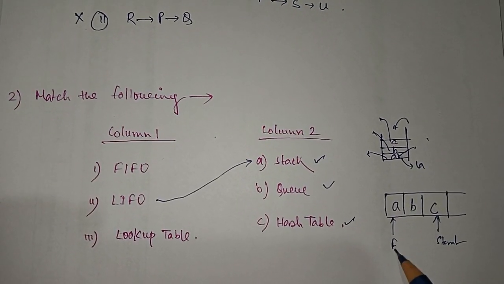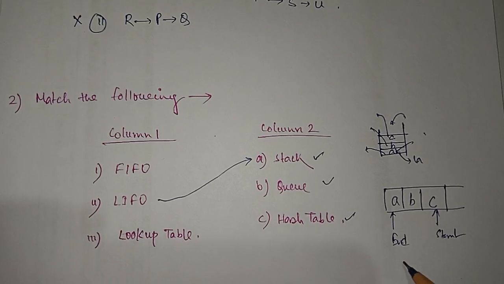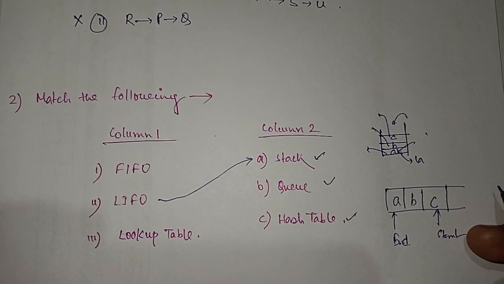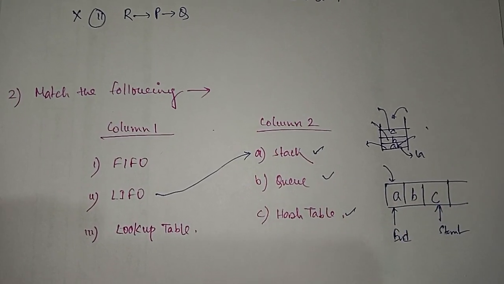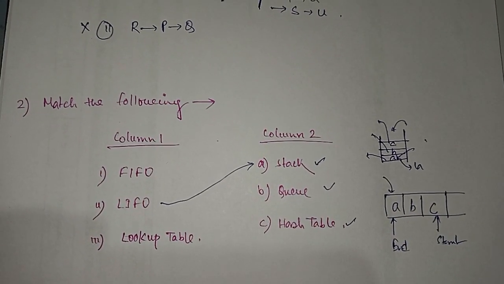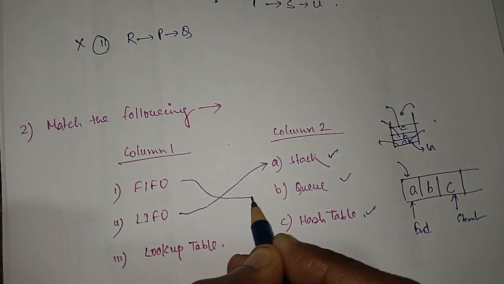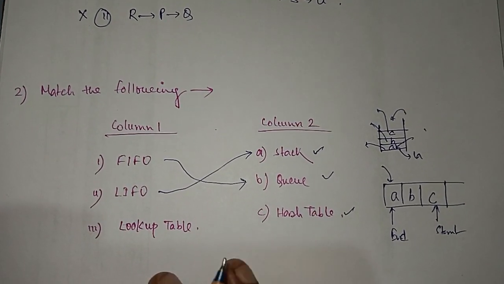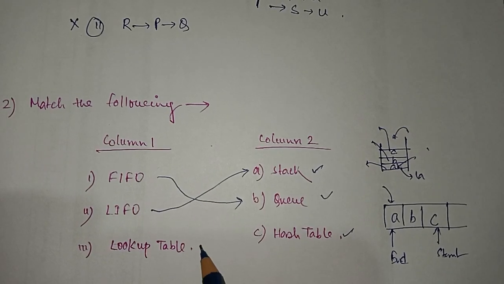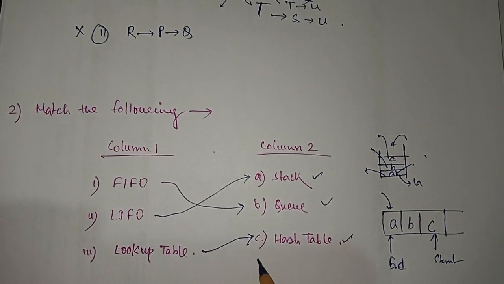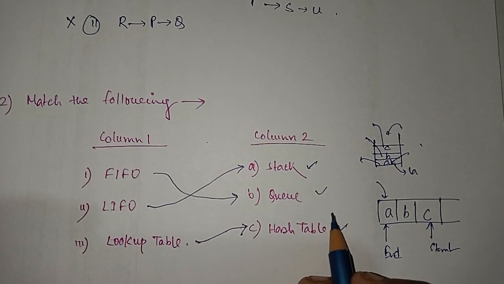Start point contains the starting value, or end contains the element which is being popped out. So this is the element which came in first, that is popped first. So FIFO is pointing to the queue. So queue follows the FIFO data structure, and for the hash table, a lookup table is maintained for the hash. So this is a very easy question.